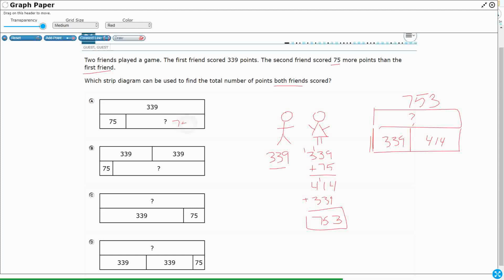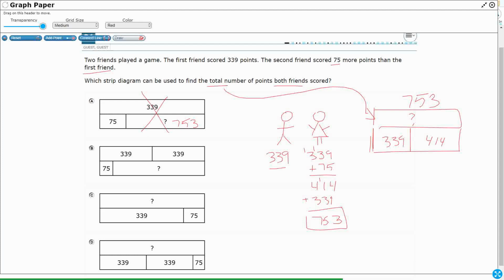Well, that's not going to work because this is taking your 339 and subtracting 75. That's not even going to get you the score of the second one, let alone the total score, right? The total score means we're missing the total right here, the top part of the strip diagram, and 753 doesn't work there, so that's not going to work.